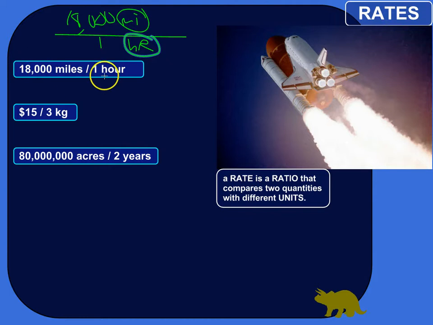By the way, that speed, that rate, 18,000 miles per hour, is the speed a shuttle goes when it enters Earth orbit. So pretty fast. Or used to. The shuttles are no more. Side note.